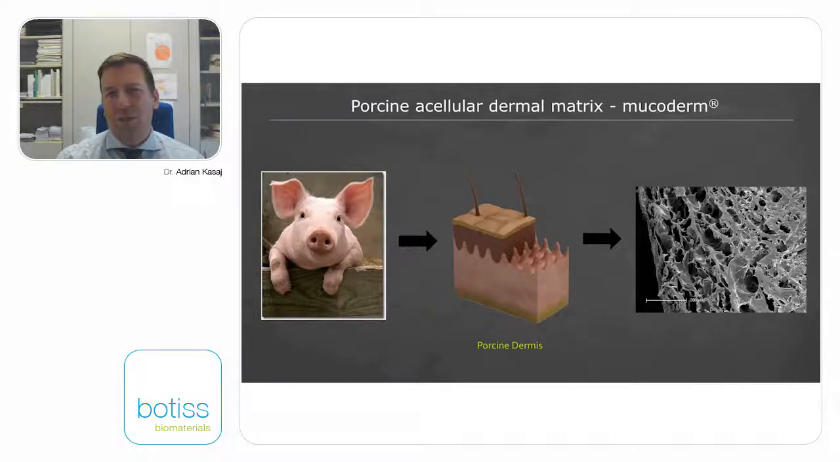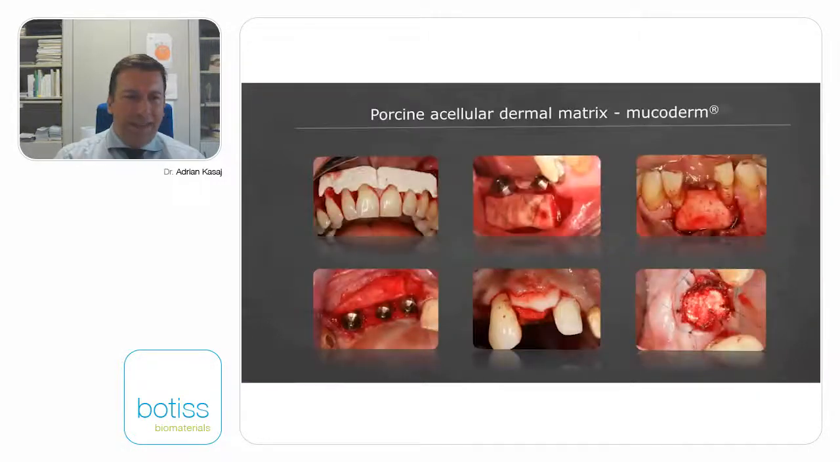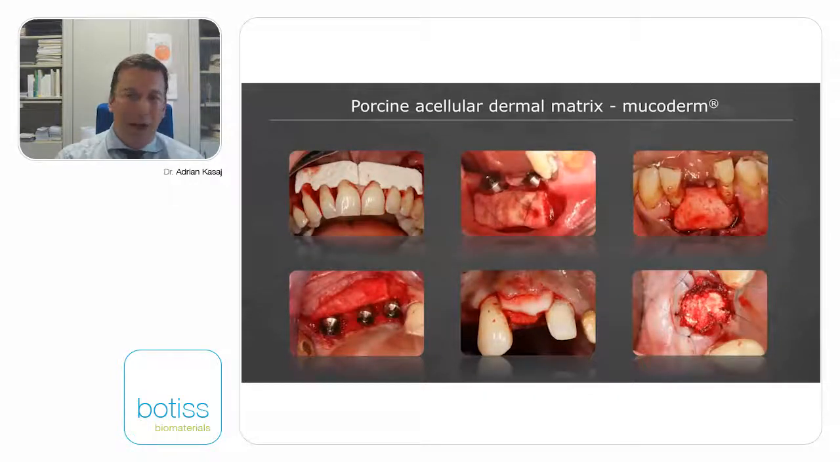One of these dermal matrices is the mucoderm matrix. The principle is the same as with the human-derived dermal matrices. So you have to get rid of the epidermis of the subcutis. You have to process the dermis, and what you get is intact three-dimensional collagen matrix. So as yet, I gained some experience with this mucoderm matrix, and most of the experience I could gain using it for root recession coverage.